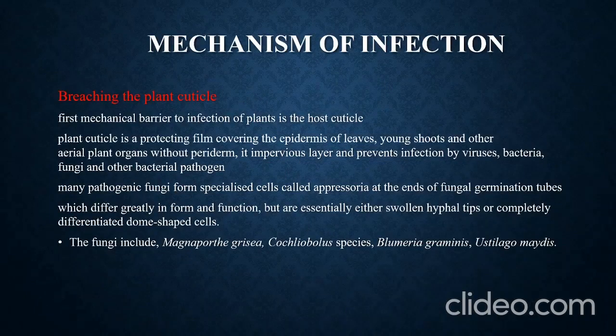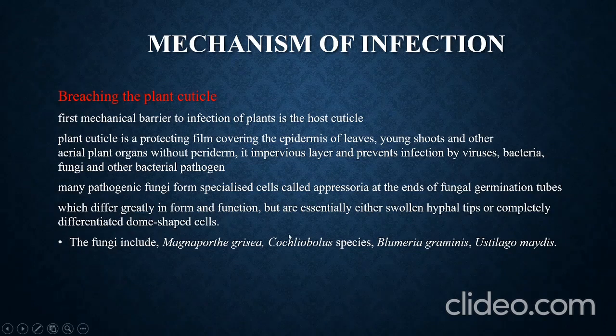Next is mechanism of infection. First one, breaching the plant cuticle. Cuticle is a waxy outer layer present in the epidermis of leaf, young shoot and other aerial parts of the plant. Another structure is known as appressoria. Appressoria is formed from the end of the fungal germination tube, which differs greatly in form and function in different fungi.